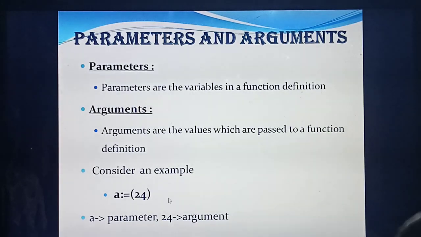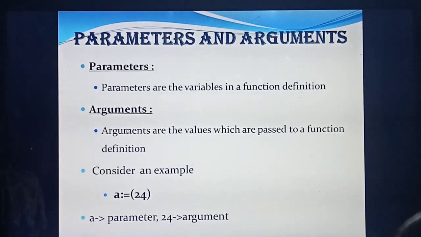Okay, now see this example. A := 24. We can call this a function definition. Here, how many variables are you using? Only one variable, isn't it? What's the name of the variable? A. What's the definition of parameters? Variables in a function definition are called parameters. So which one can we call the parameter here? A. So A is the parameter. Understood?